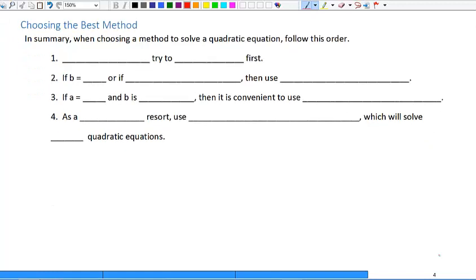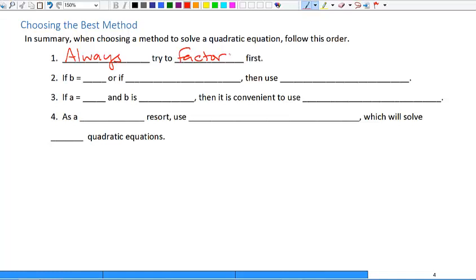So we have just covered all four methods of solving quadratic equations: factoring, square root method, completing the square, and quadratic formula. And each time we told you when you could use it. But I want to just review that because at some point you're going to be able to choose which method you want to use, and you need to follow this order. Step 1. Always try to factor first. Now, if you can factor it, you should be able to factor it within the first 30 seconds.